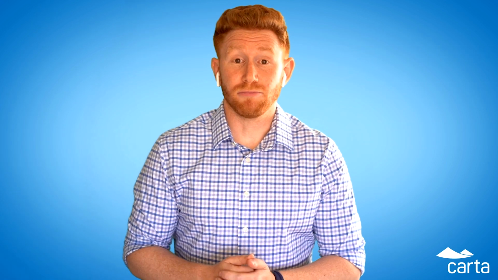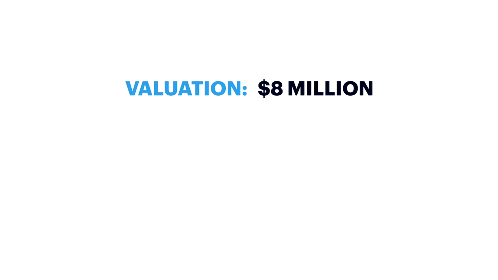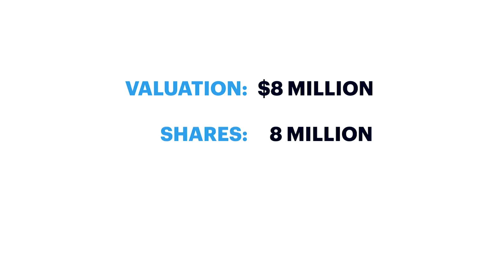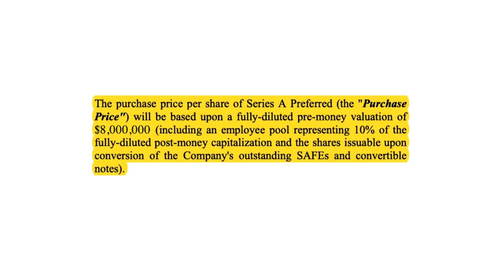So this is great. Jennifer's just done an awesome thing. She valued your company at $8 million today. And since today there are 8 million shares in total, that means each share of your company is officially worth $1, right? Well, not so fast. You then read a little further down the term sheet and you notice a clause that says this. A pre-money valuation of $8 million, including an employee option pool representing 10% of the fully diluted post-money capitalization.